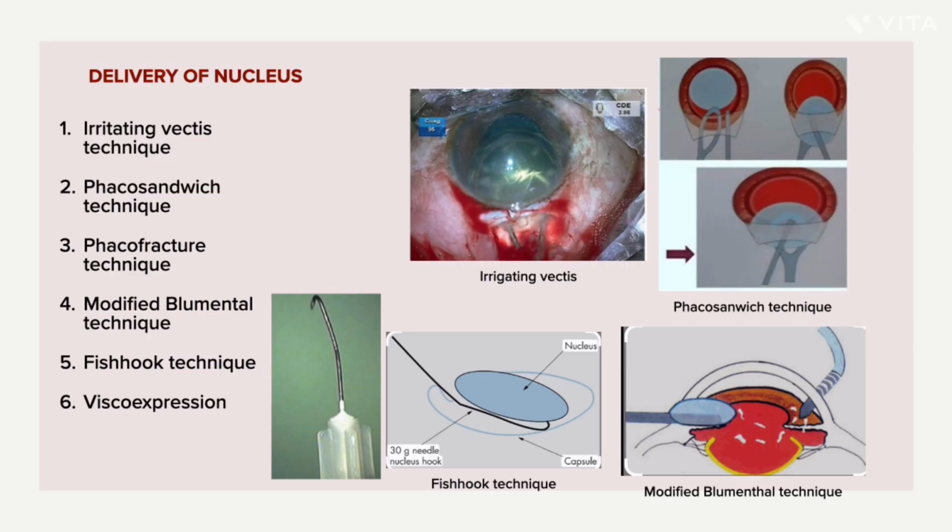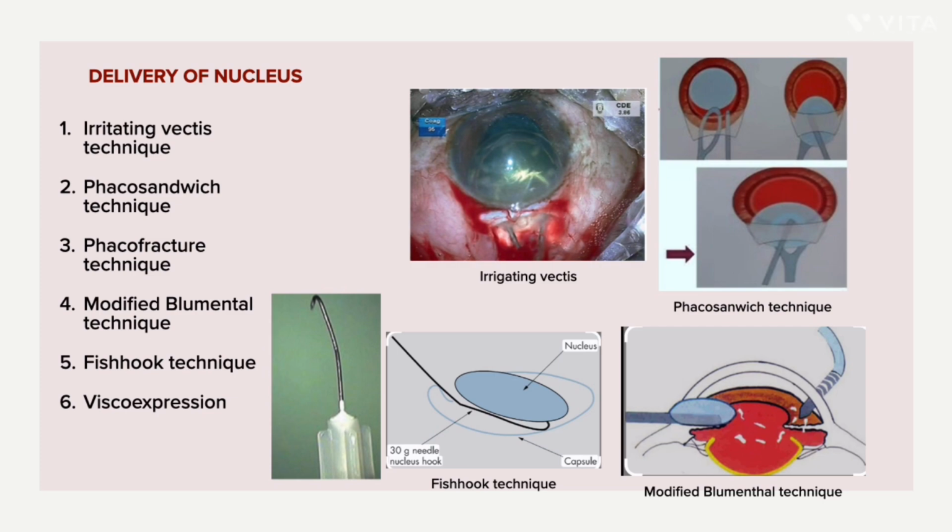Now this slide covers different techniques for nucleus delivery after the prolapse into the anterior chamber. The first one is irrigating vectis technique, which uses fluid assisted support to lift and deliver the nucleus safely. And the second one is phaco sandwich technique, in which the nucleus is held between two instruments and extracted in a controlled manner. Then comes phaco fracture technique, in which the nucleus is mechanically divided into smaller pieces before removal.